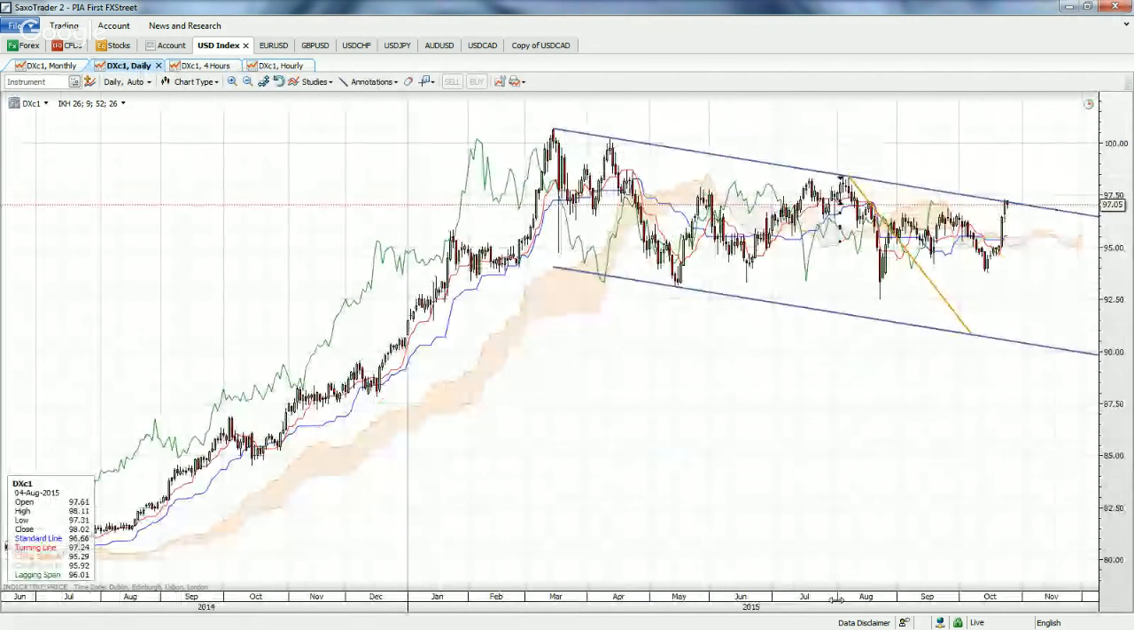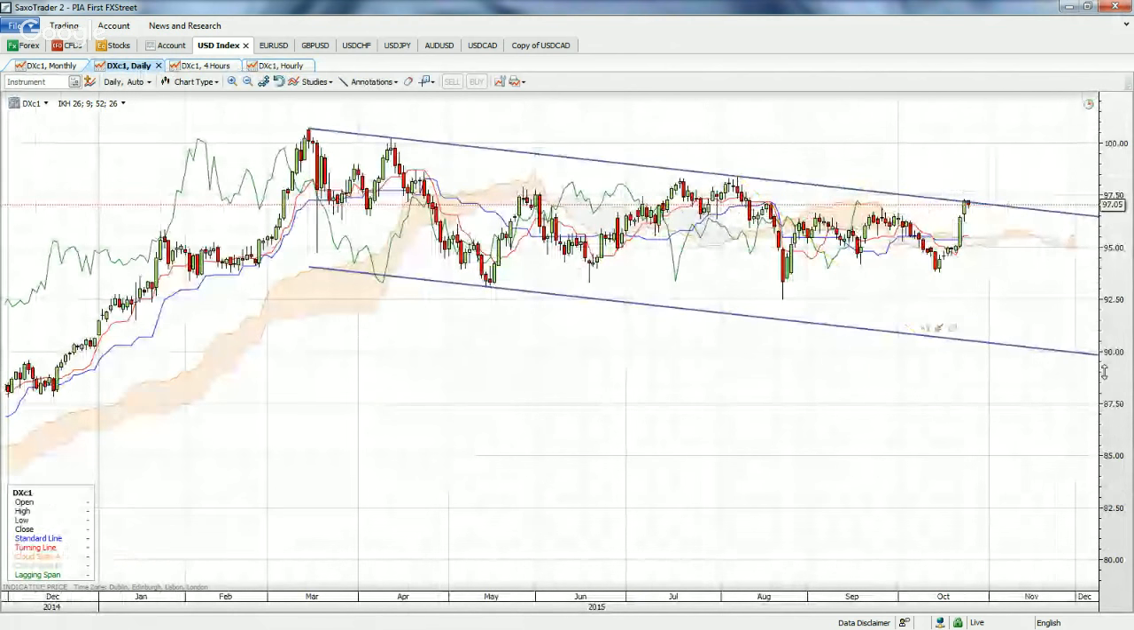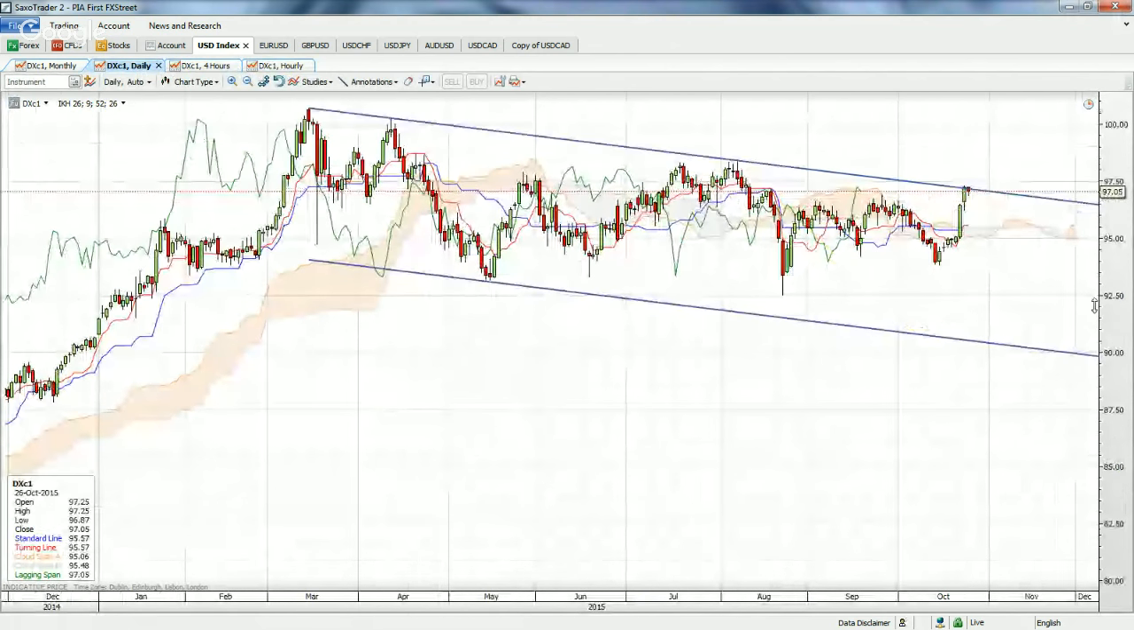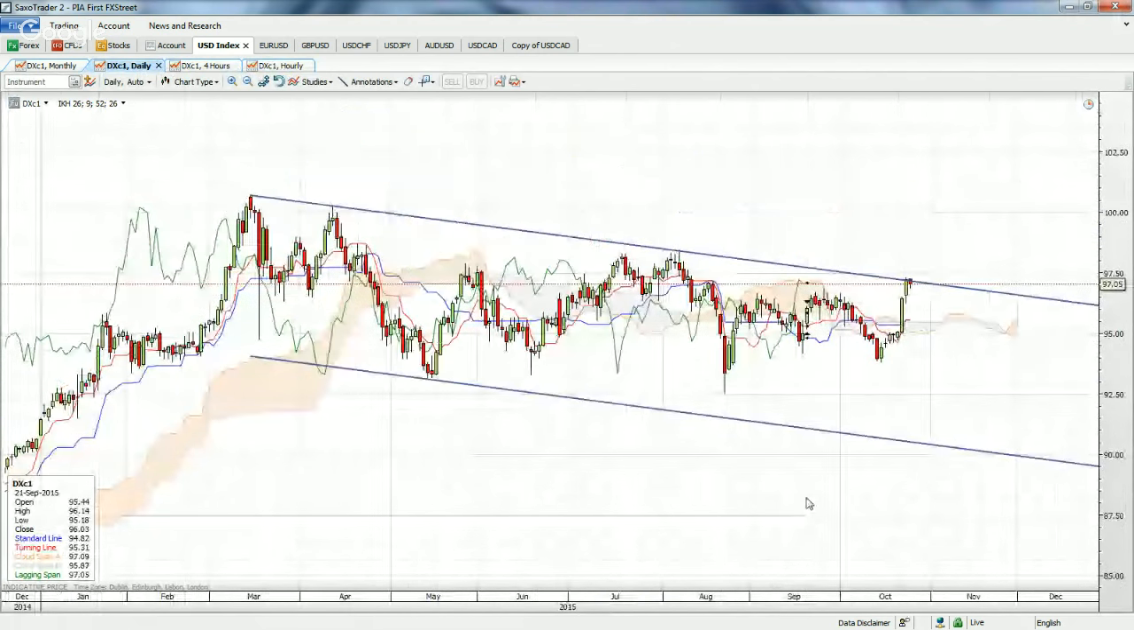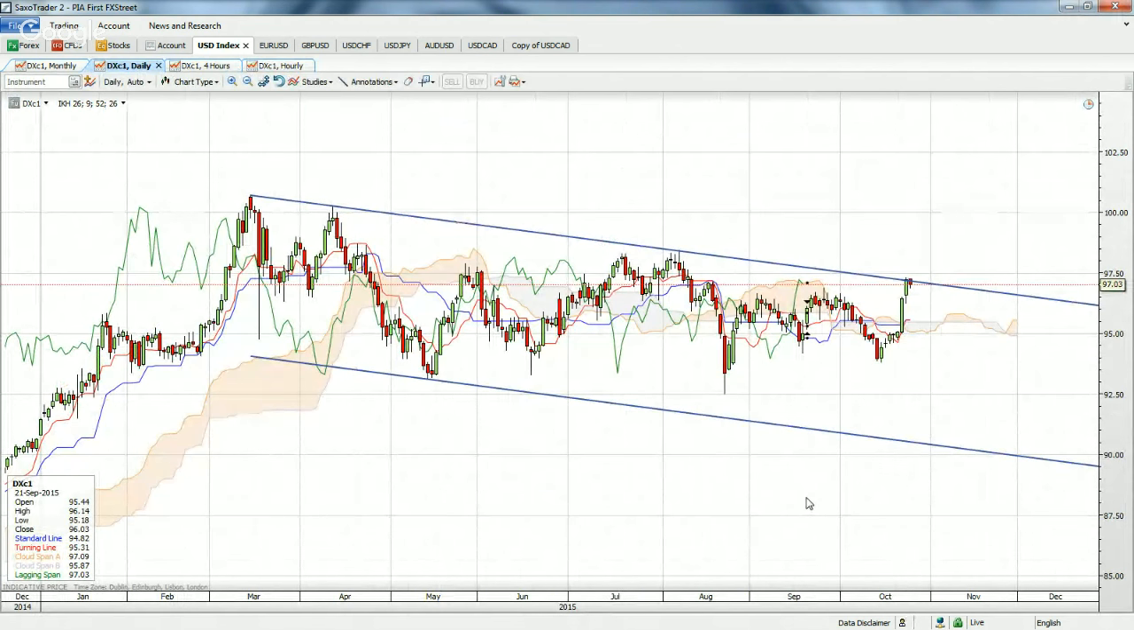Let's just get rid of this, and we're just at the top of this daily channel formation. So there's no clear indication of a change of trend. Every time frame is in a bullish count. There's no reversal candles from the top.